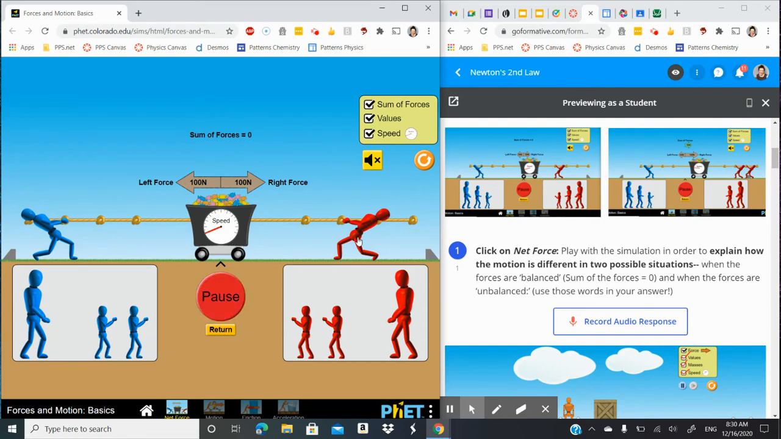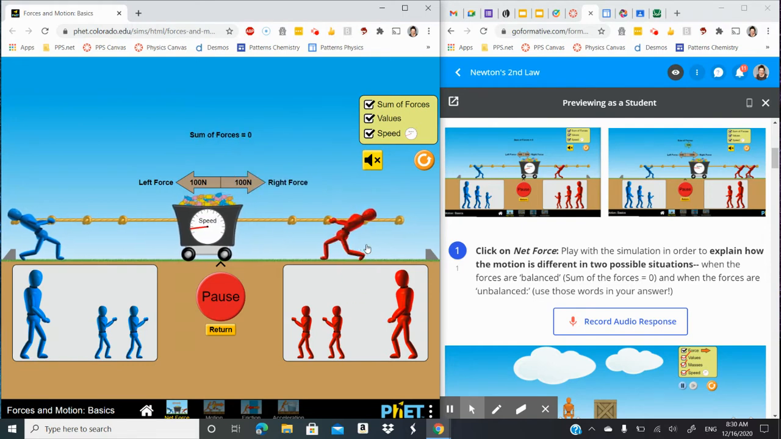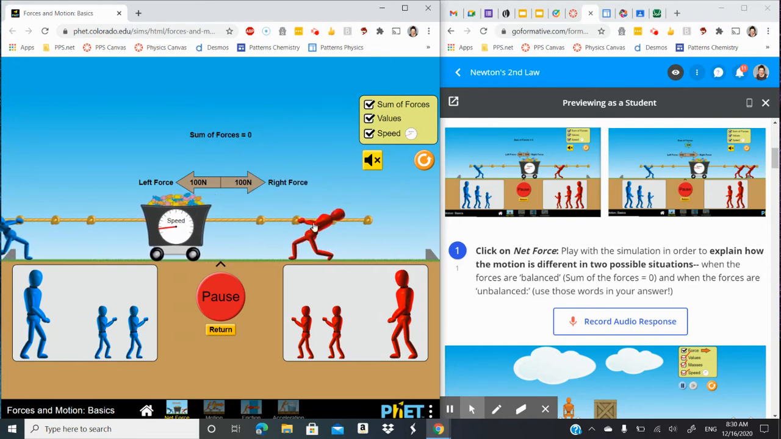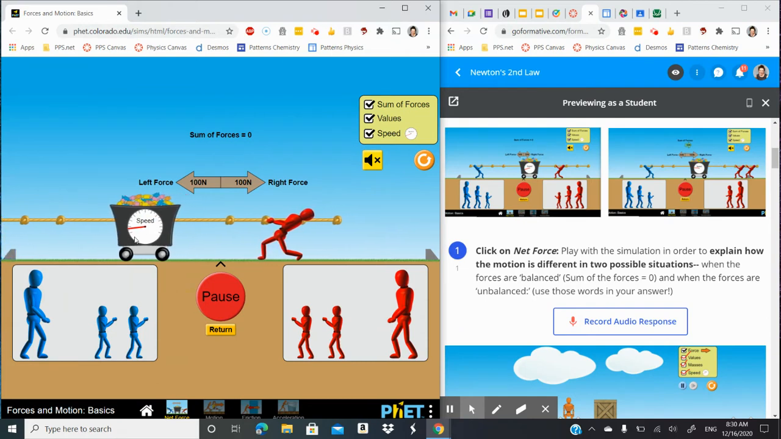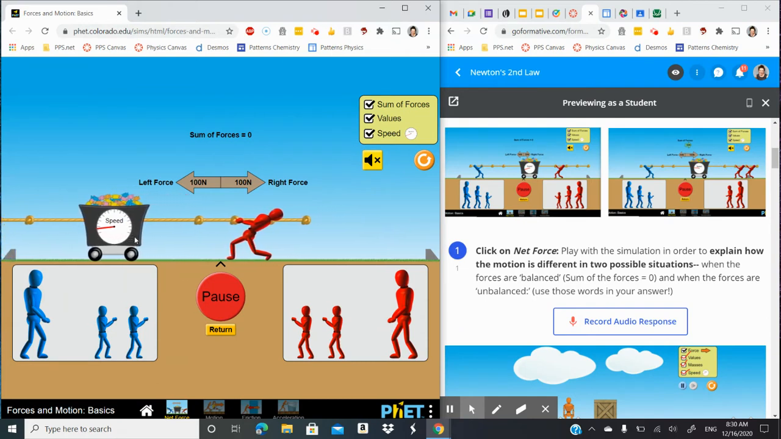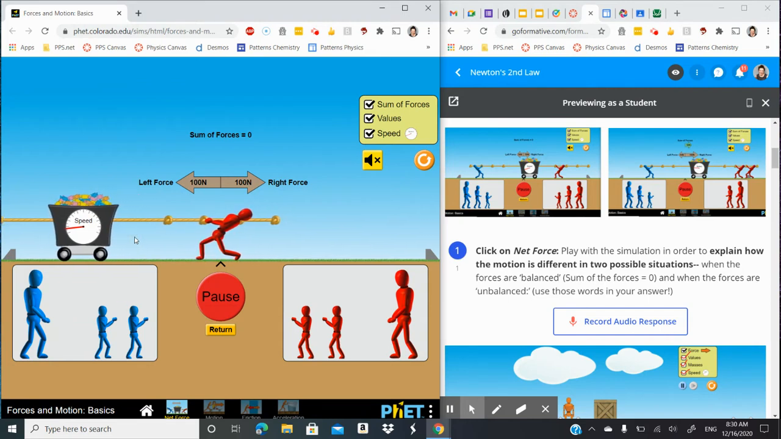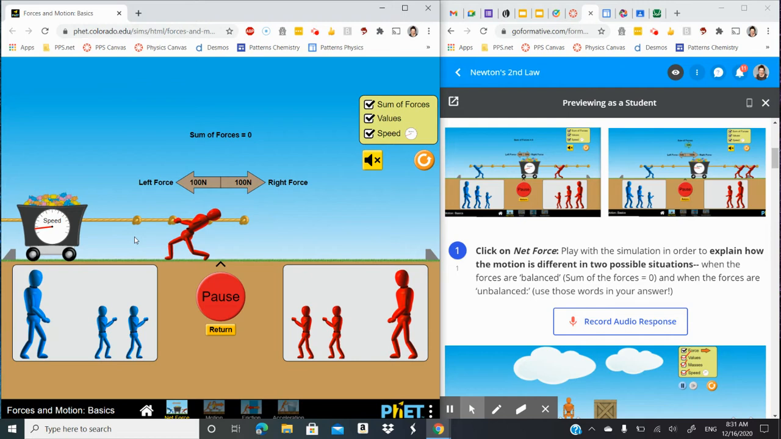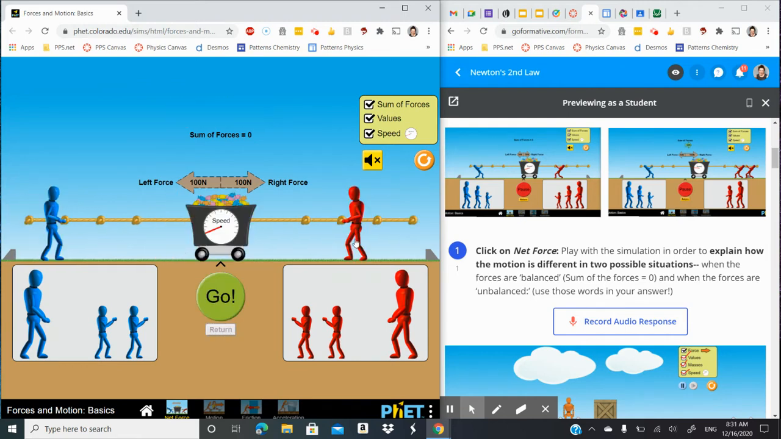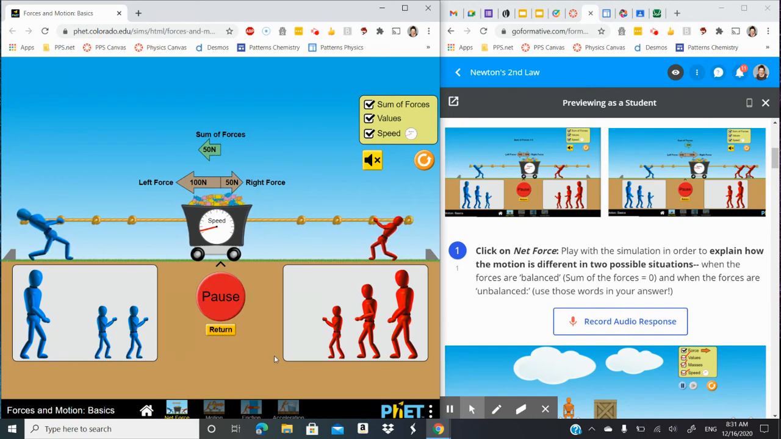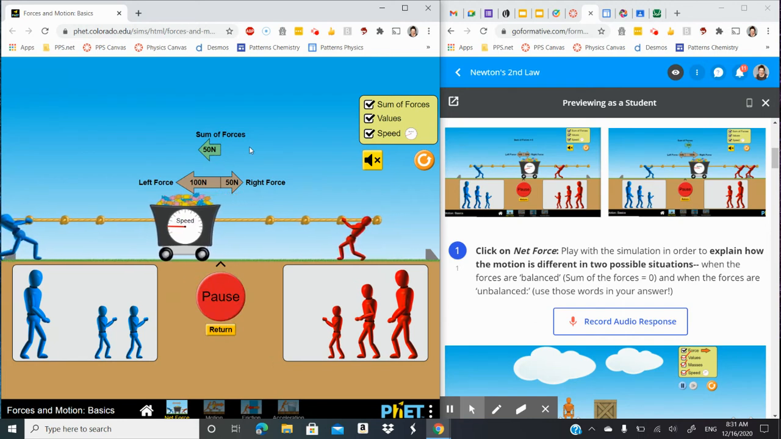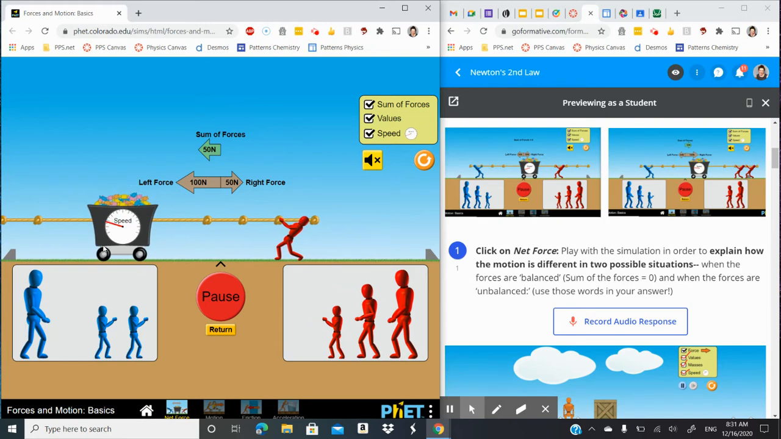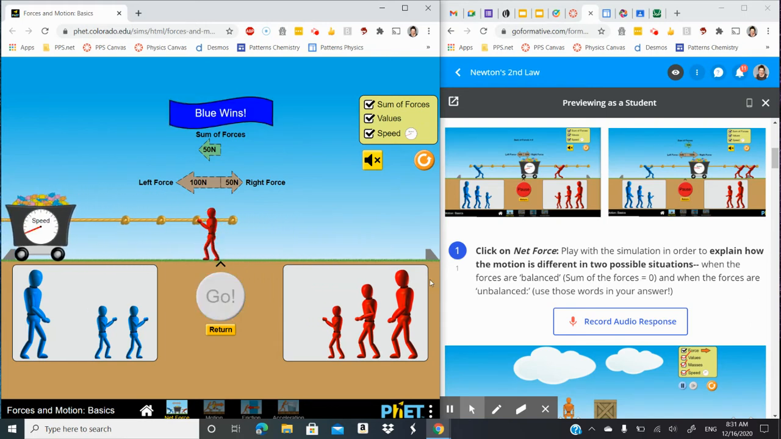I can get the cart to start moving when I made the force unequal, but then when I made it equal again, the speed did not change. So my answer is that when the forces are balanced, the cart will either not move or it will move at a constant speed. When the forces are unbalanced, I see a sum of forces that is not 0. I see that the cart is moving in the direction of the larger force and it's speeding up. That's what I would say for question 1.